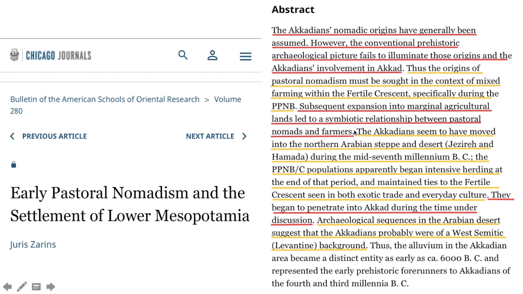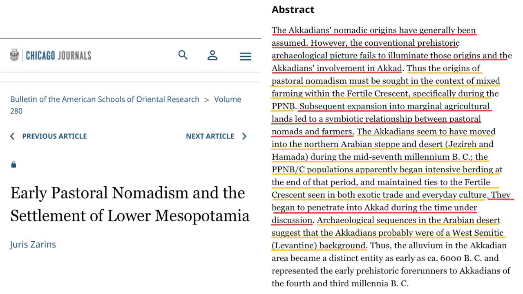The Akkadians seem to have moved into the northern Arabian steppe and desert during the mid-7th millennium BC. The Pre-Pottery Neolithic B and Pre-Pottery Neolithic C populations apparently began intensive herding at the end of that period and maintained ties to the Fertile Crescent, seen in both exotic trade and everyday culture. Archaeological sequences in the Arabian desert suggest that the Akkadians probably were of a West Semitic Levantine background.